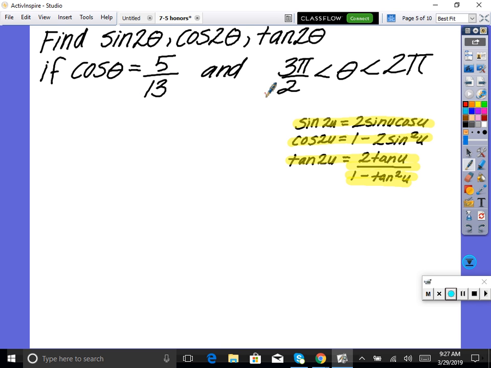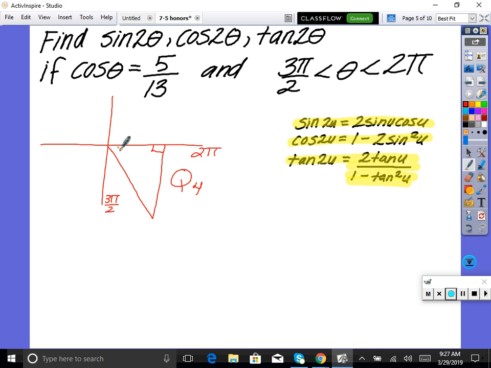We're talking right triangle. So I would draw a right triangle, everybody, and I would put it in the correct quadrant. Now right here is 3 pi halves. Right here is 2 pi. Since it says that theta is between 3 pi halves and 2 pi, we must have a right triangle in quadrant 4. So let's put in our theta closest to the origin here, and then our cosine is adjacent, so 5 over hypotenuse of 13. Now if we need to put any negatives on these we can, but isn't it positive 5 units, and our hypotenuse is always positive?